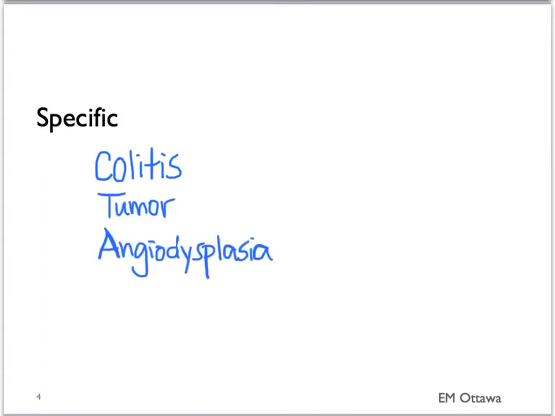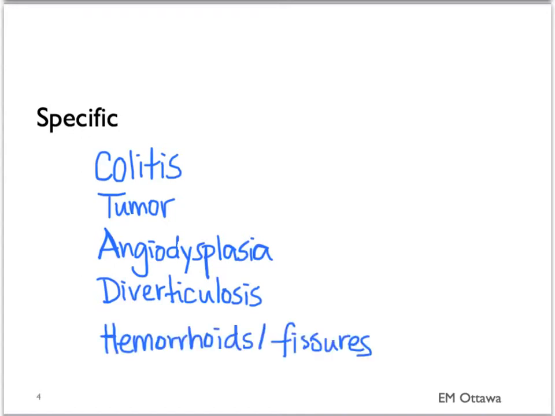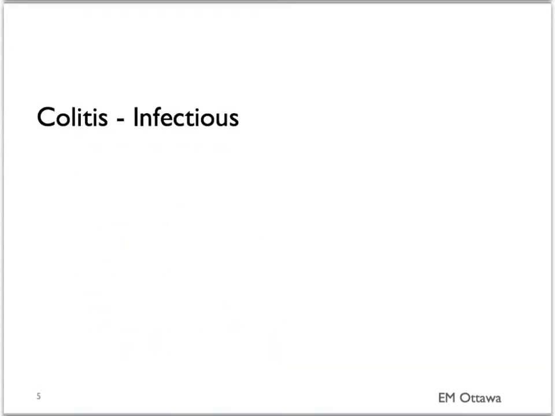And now let's look at the specific treatment for the patients with the specific cause for their lower GI bleed. As you might remember, the causes for lower GI bleed include colitis, tumor, angiodysplasia, diverticulosis, hemorrhoids, and fissures. First, let's look at colitis. Remember that colitis can be caused by infection, inflammation, and ischemia.